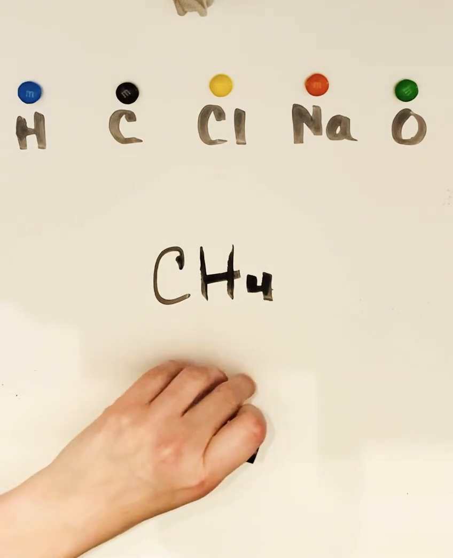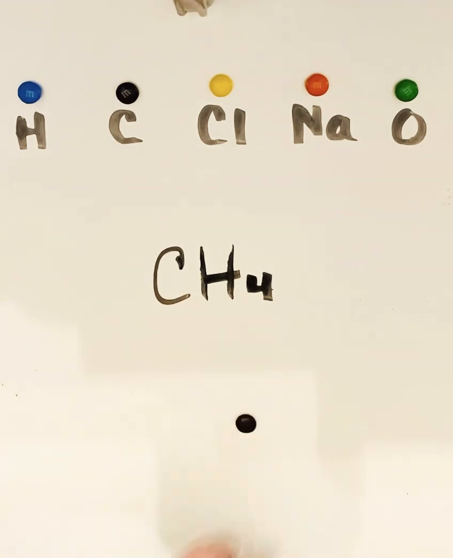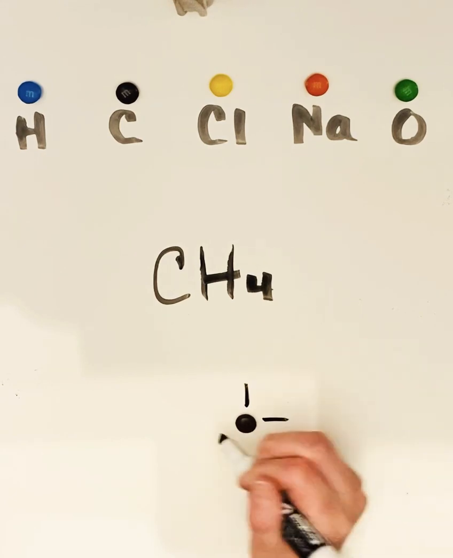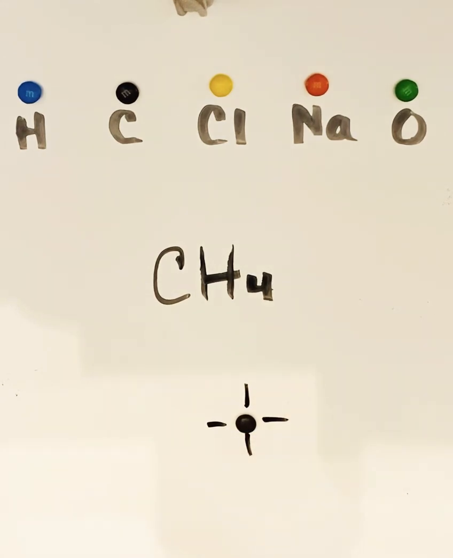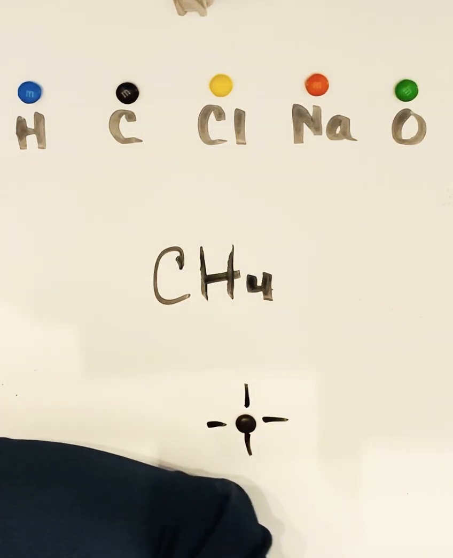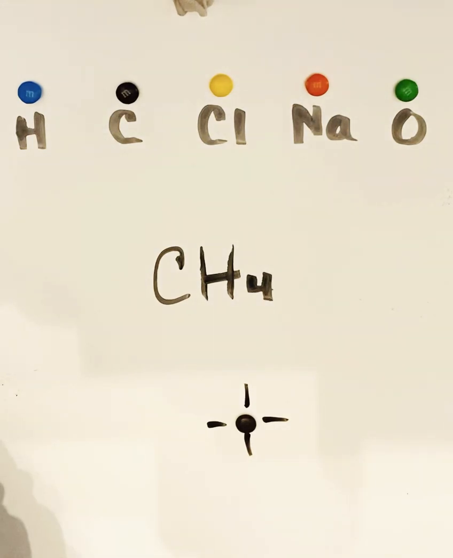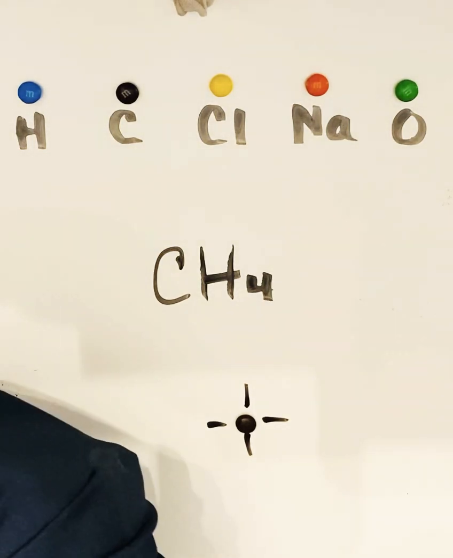And then dog fur everywhere in my house. I'm going to draw my 4 lines to represent my different chemical bonds. And I need my 4 hydrogens.